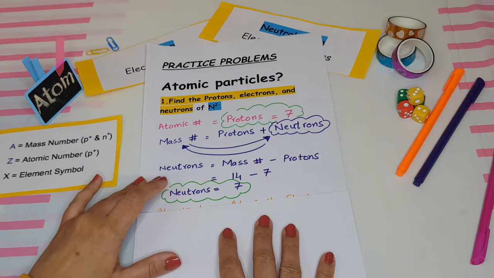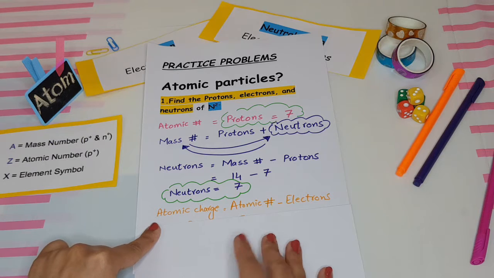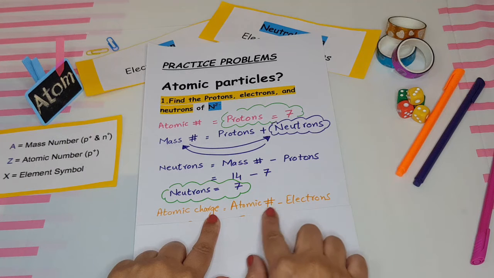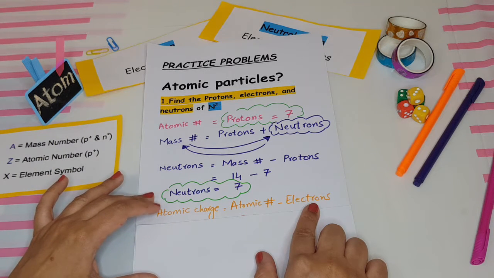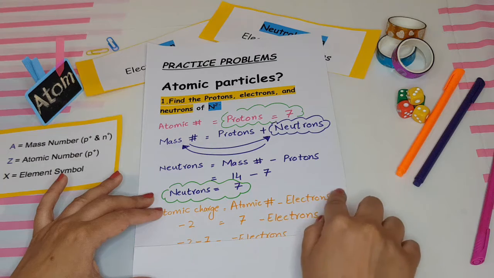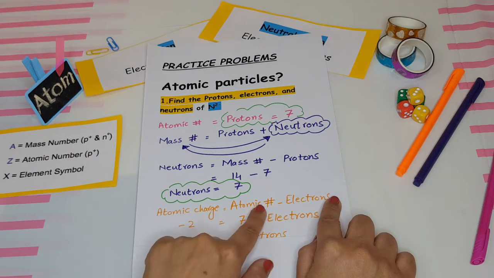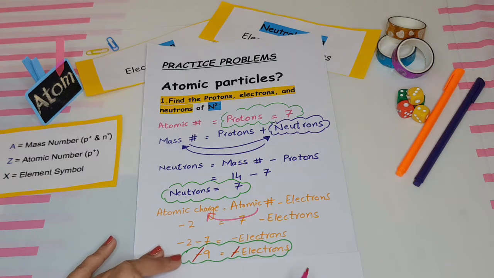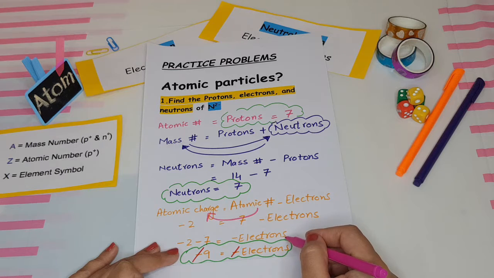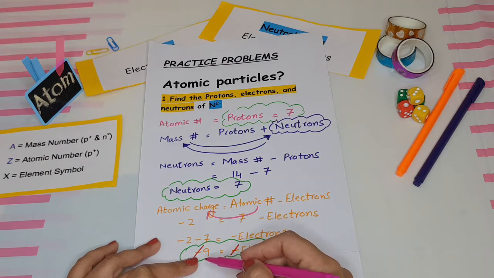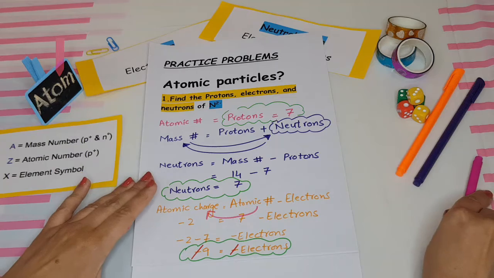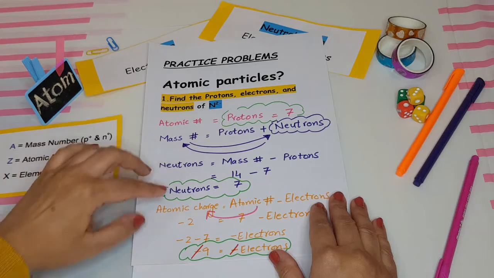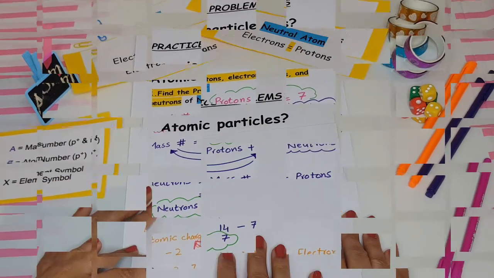To figure out the number of electrons, we will use the same equation that we used in our first problem: atomic charge equals atomic number minus the number of electrons. Since we have to find the number of electrons, we take the atomic number to the other side of the equals sign. Solving, we get that the number of electrons is 9. This is how we can find the atomic particles. So in nitrogen, we have 7 protons, 7 neutrons, and 9 electrons.